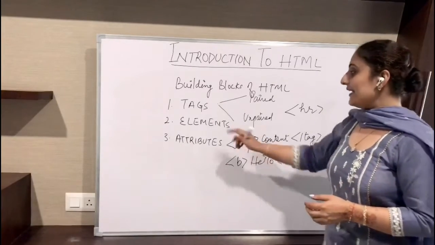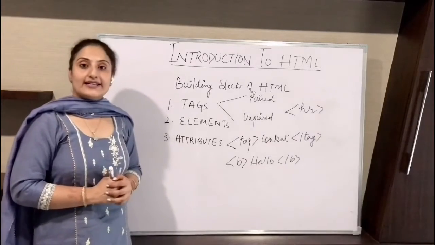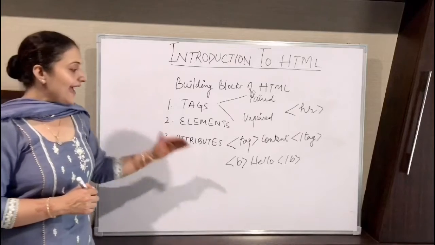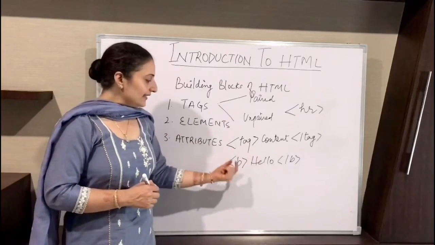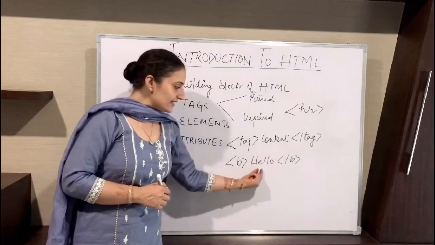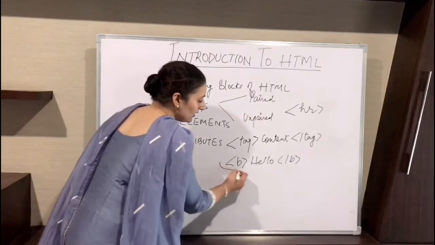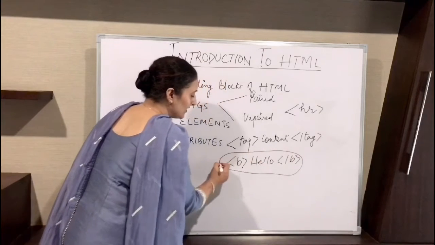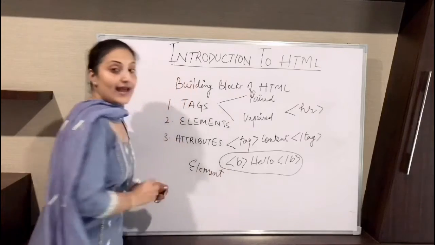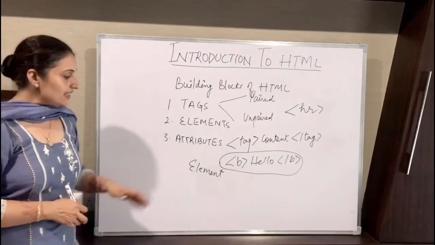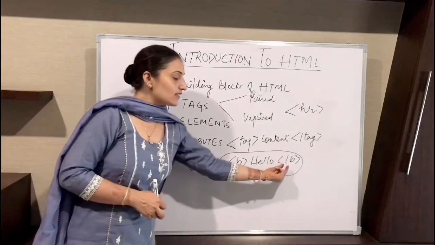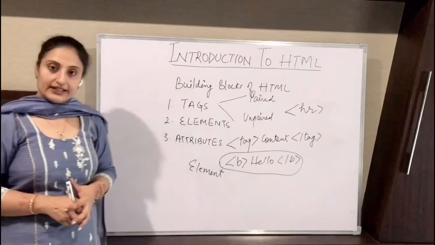Second is element. Now, what is an element? Element is a collection of tags and content. That is, this is the opening tag and this is the closing tag and this is the content. The whole thing all together turns out to be an element. That means an element is a combination of opening tag as well as closing tag and the content.